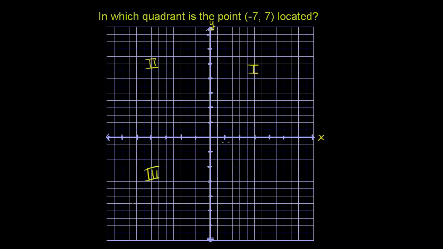Then finally, the quadrant where the x values are positive but the y values are negative, we call the fourth quadrant. So let's see in which quadrant the point -7, 7 is located. There are 2 ways to think about it.